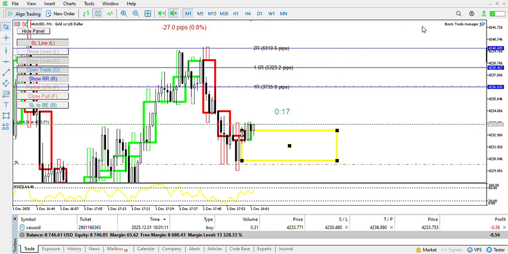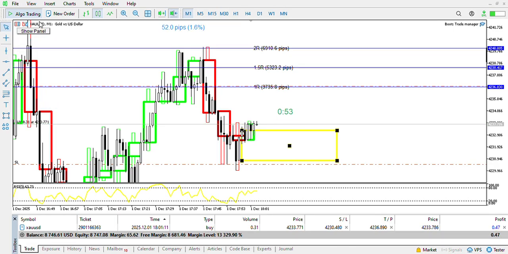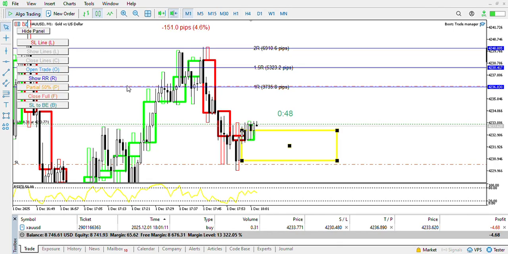Now let me show you another thing, which I think is the X factor in this tool. As you see, when I was executing this trade, I was pressing these buttons. If you want to close these buttons, you just press this show hide panel, and all the buttons are closed. Now, even if I go there and press this button, it takes time for me, because scalping gold moves fast, so even pressing this button takes time.